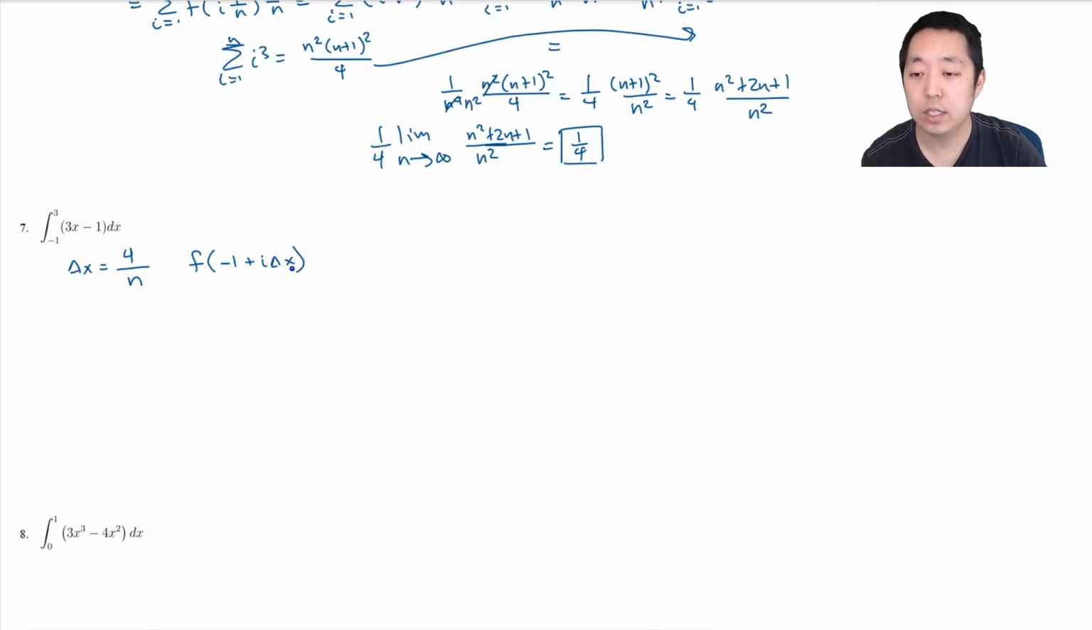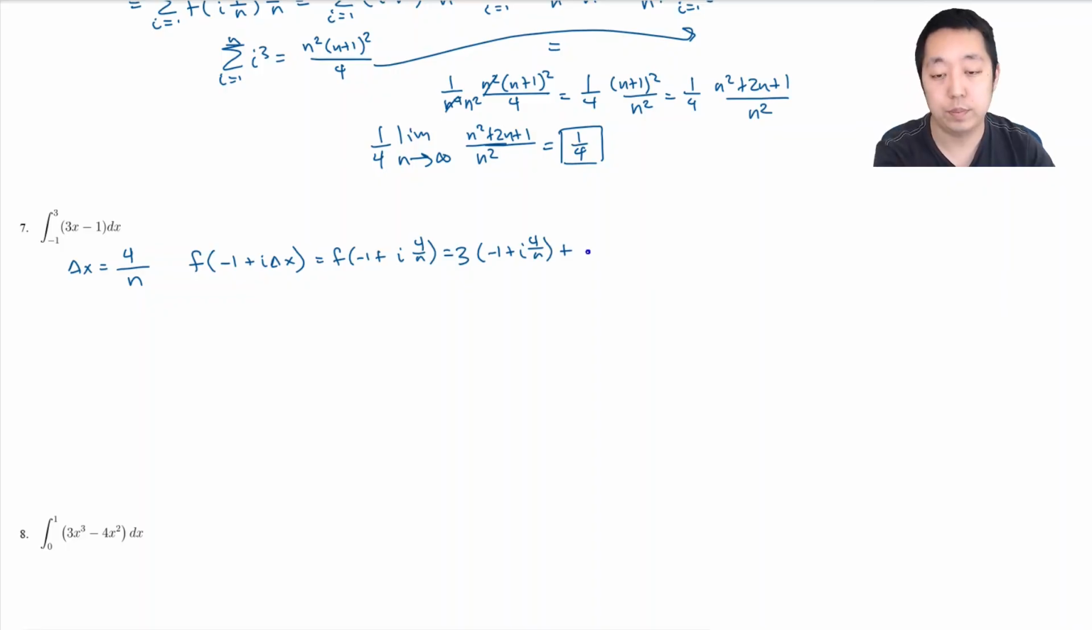And in this case, delta x is 4 over n, so that's f of -1 plus i times 4 over n. And then I plug that into here because this is my height, right? So we're going to do 3 times (-1 plus i times 4 over n) minus 1. So these are the heights of each of my rectangles.